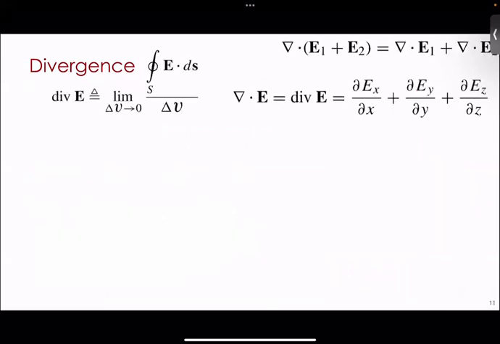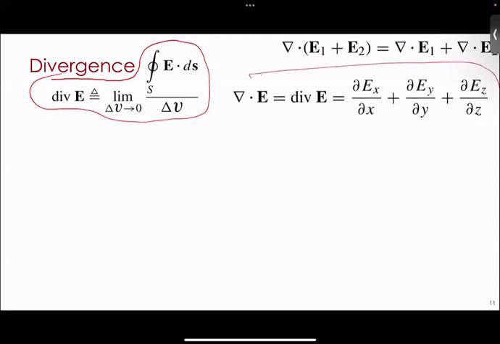Okay. Here is the formal definition, which fortunately you will probably never have to use. This basically takes the total flux and then it shrinks the volume down to 0. And that's the formal definition. The one that we're actually going to use is that one. This is what we're actually going to use, and I will write it that way.